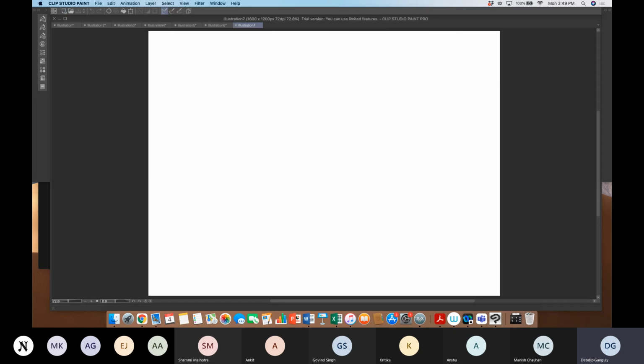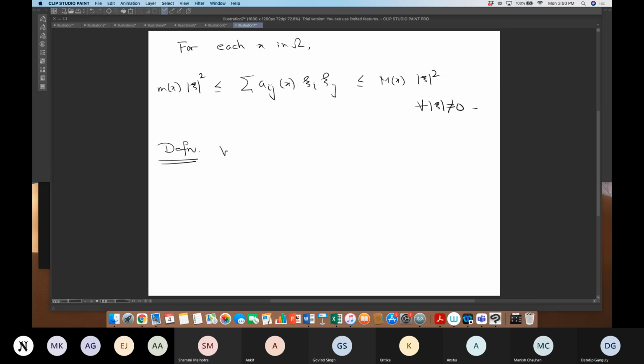So for each x in omega, if the second order equation is elliptic, we have this condition: sum a_ij(x) xi_i xi_j is bounded by m(x)|xi| squared, for all |xi| not equal to 0. That's it. Until now we have defined what elliptic is. Elliptic means the summation a_ij xi_i xi_j is not equal to 0. Just using this definition, we can conclude that for each x, the sum is bounded by m(x) times |xi| squared.